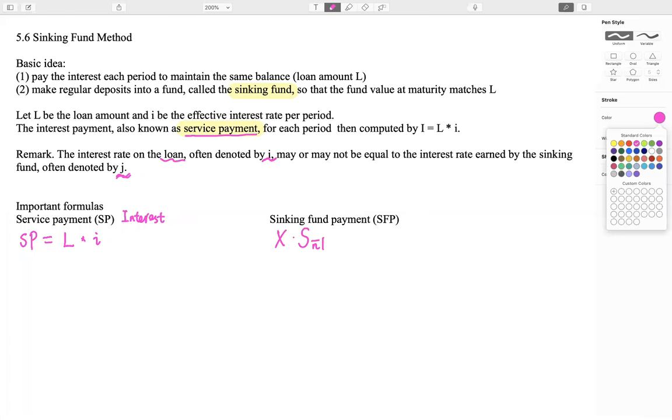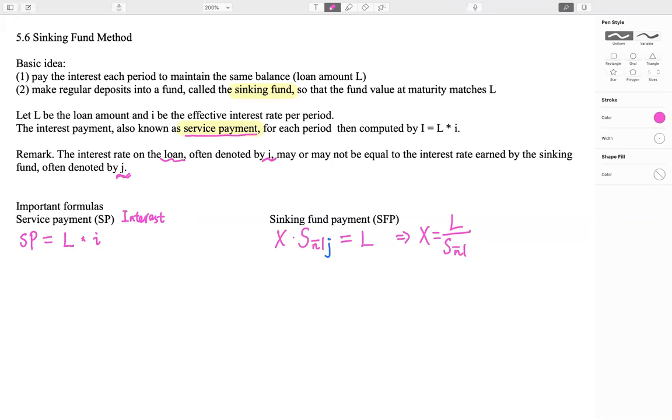So here's the key. Let me put it in blue. So this is actually J. If this equality holds, my sinking fund will be able to accumulate exactly the loan amount by the end of n years or n periods. So from here, we easily see that X would be the amount I should deposit each period. Okay, n obviously is the number of years or number of periods. So far, I think things are quite easy, right?